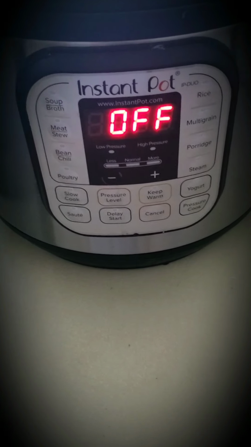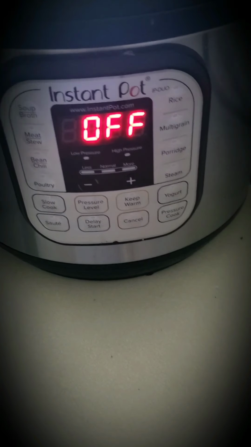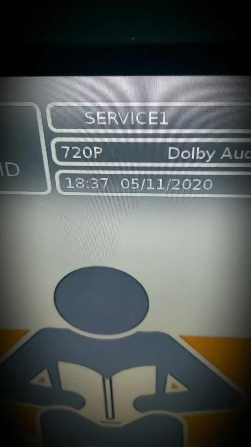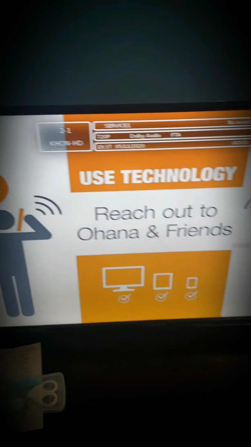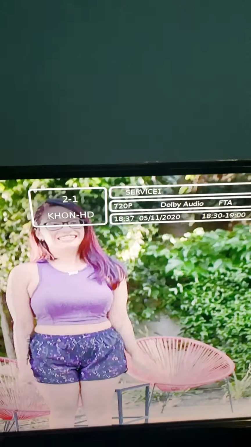My Instant Pot might have a clock, but I'm not sure. But I know it does have a timer. Yes, guys, even my television has a clock. Digital clock right there. So whenever I change the channels on my television, I can see the time. That's a digital clock right there. Isn't that cool? I have an old-fashioned clock on the wall. It's an analog clock.